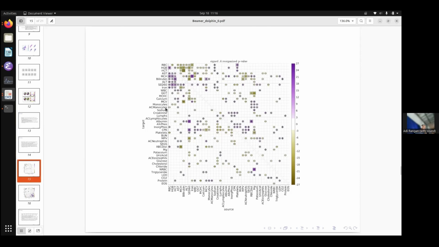So let's look at where's iron and MCH somehow. Okay, so here's iron. And if you go across iron, you can see MCH right here. So the iron and MCH component is shown here.